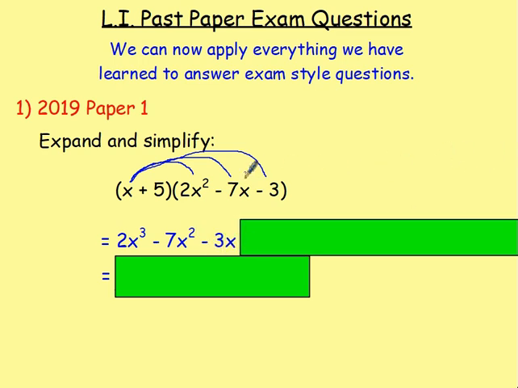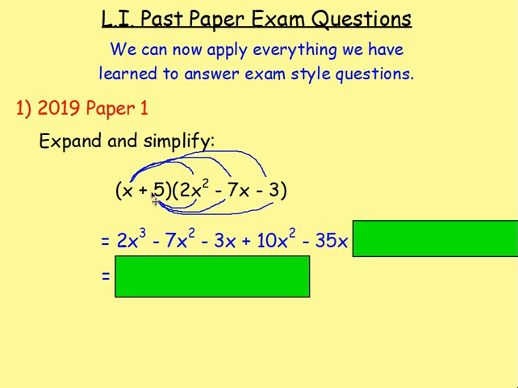What would you do after that? Do more rainbows. Good. From the 5. So you would do the 5 times the 2x squared, and the 5 times the negative 7x, and the 5 times the negative 3. So 5 times 2x squared is 10x squared. 5 times negative 7x, well, that's a positive, that's a negative, so it'll be negative 35x. And 5 times negative 3, again positive and negative, will give us negative 15.